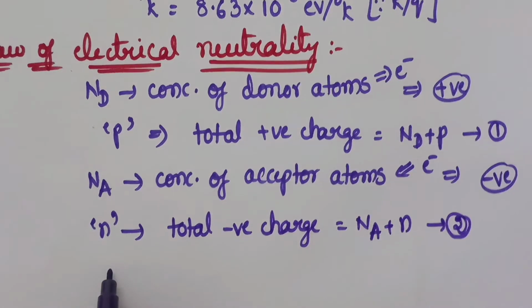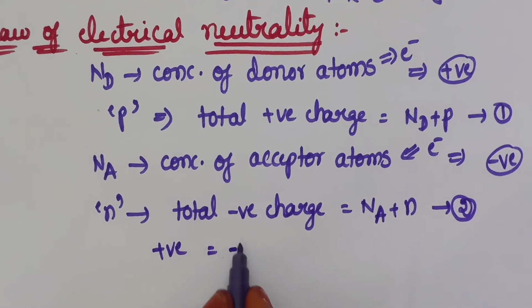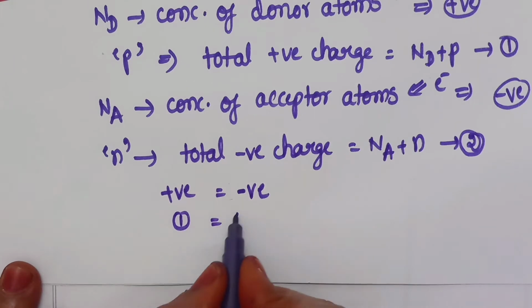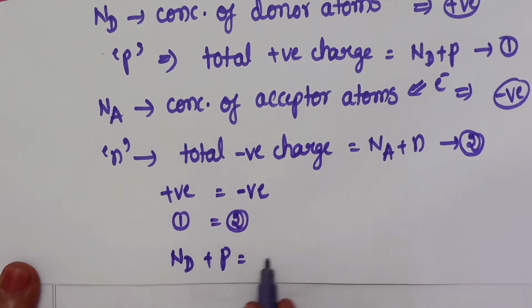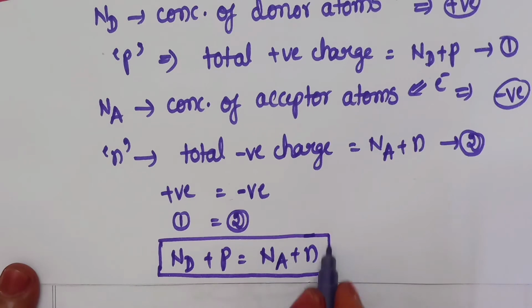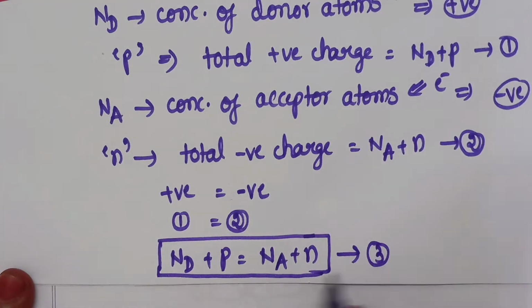According to the law of neutrality, the total positive charge must be equal to the total negative charge. If we equate 1 and 2, we get Nd plus p is equal to Na plus n. This is the law of electrical neutrality. This is very important in semiconductor physics. Let us denote it as equation number 3.